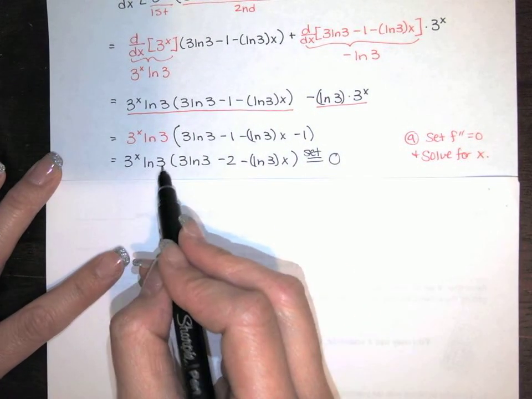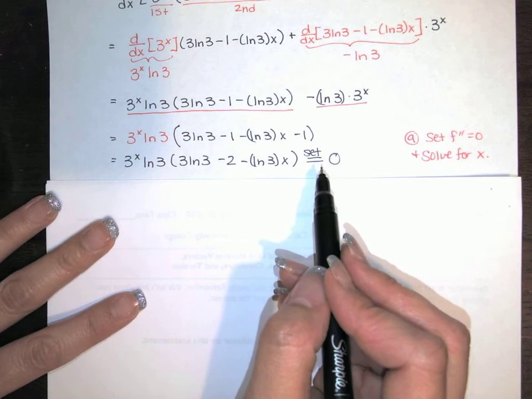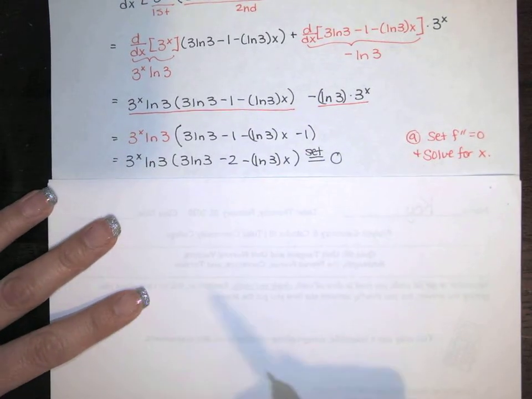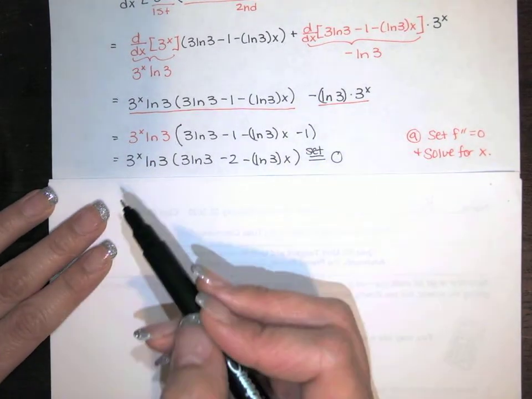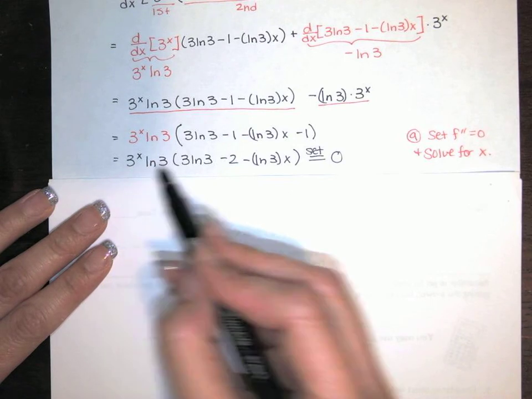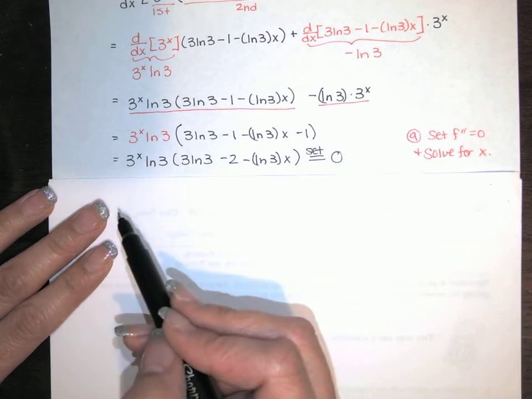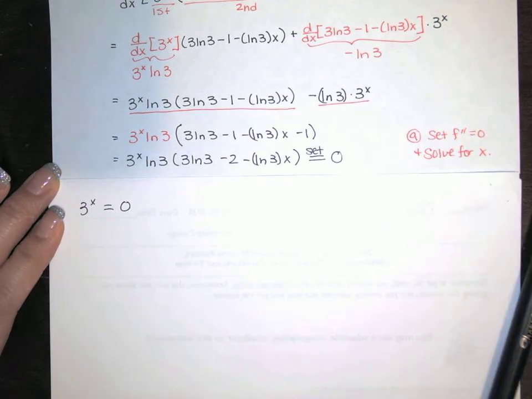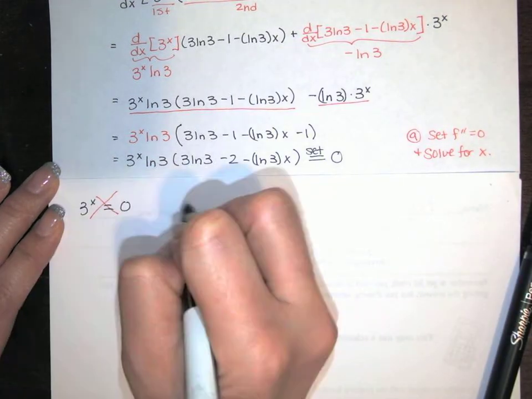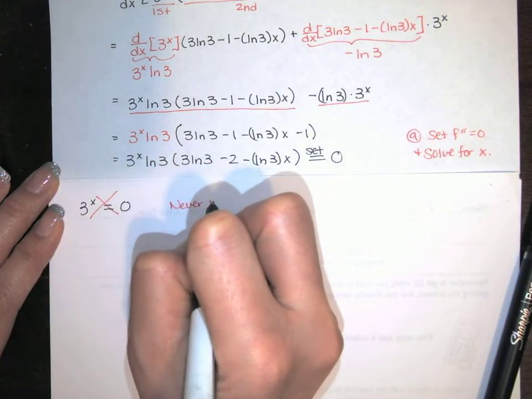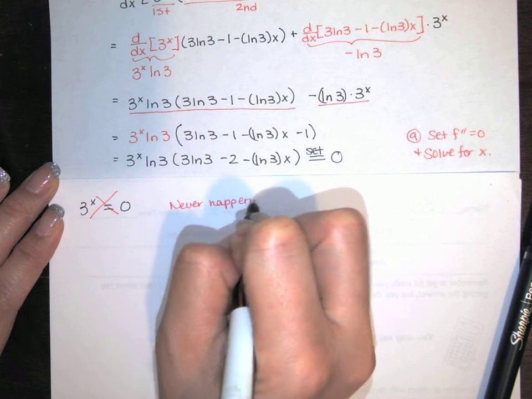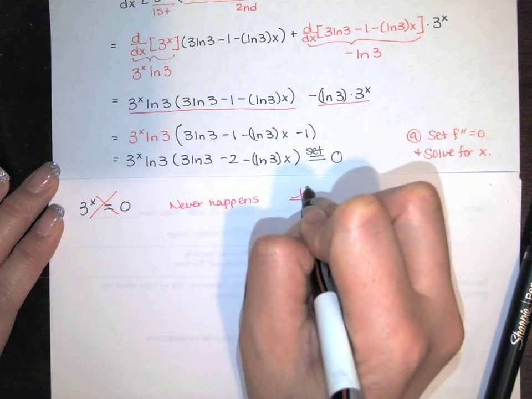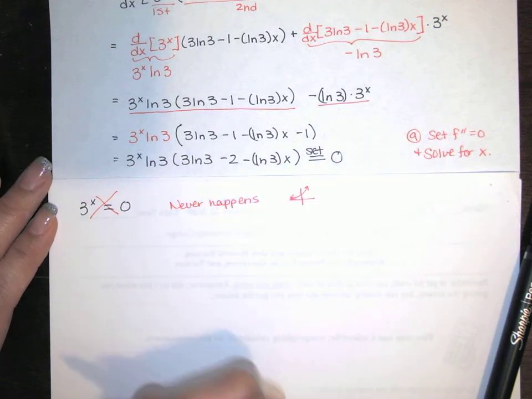So I've got this times this equals 0. The only way a product is 0 is if one of the factors is 0. So the only way this could be 0 is if 3 to the x were 0. But exponentials are never 0, so we don't have to worry about that. 3 to the x looks like this. It gets close to 0, but it never gets there.